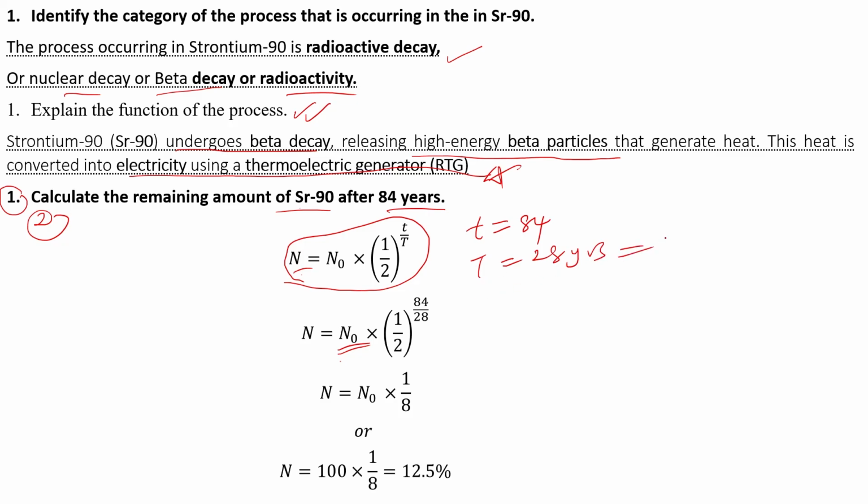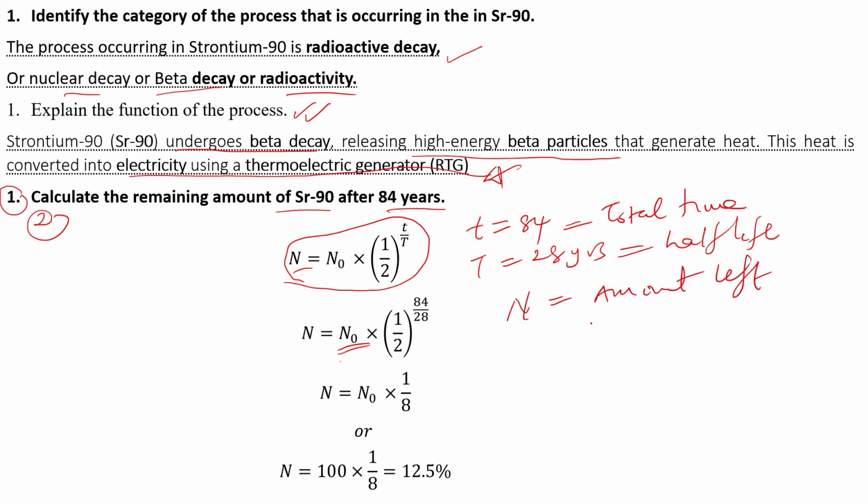So this is half-life, then this is total time, then N is the amount left, then N naught is the original amount. So we are calling original amount N naught. By putting in here 84 out of 28, that gives us 3. So it will be a half to the power 3, giving us 1 out of 8.